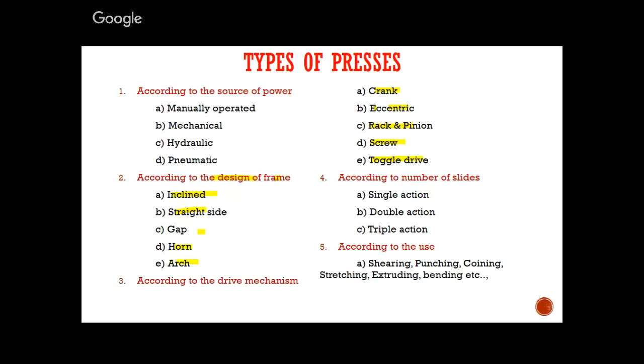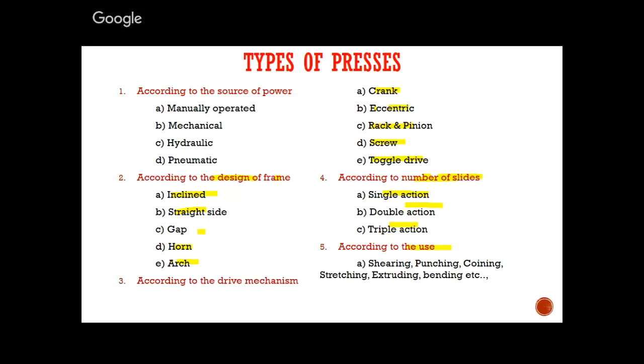And then of course, according to the number of slides, it may be a single action, double action, or multiple action, it may be triple action or more than triple action. According to this we are going to classify the process. And the next and final thing is according to the usage.